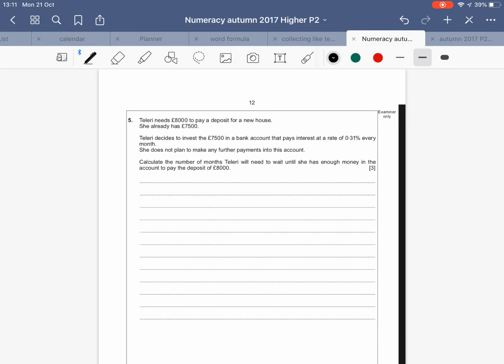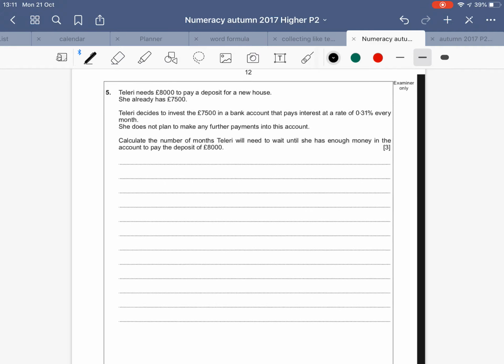Question number 5. Telluri. Oh, I hate names. Needs £8,000 to pay a deposit for a new house. She already has 7,500. She decides to invest 7,500 in a bank account that pays interest rate at 0.31% every month. She does not plan to make any further payments into the account. Calculate number of months. She needs to wait until she has enough money in the account to pay the deposit.